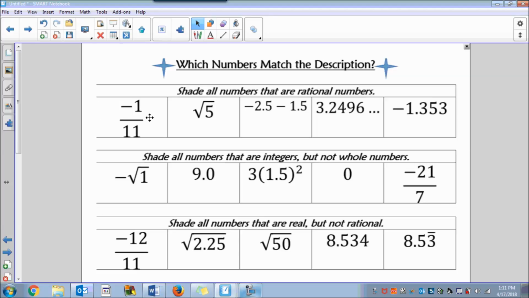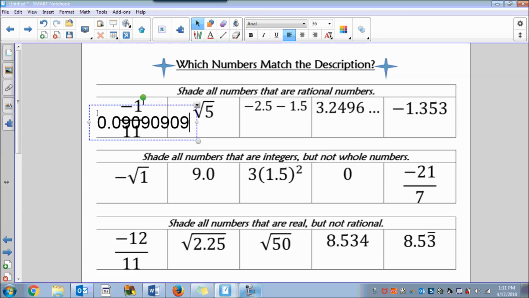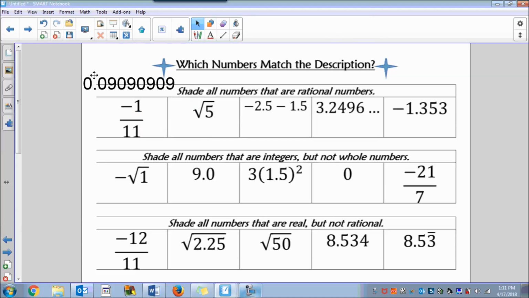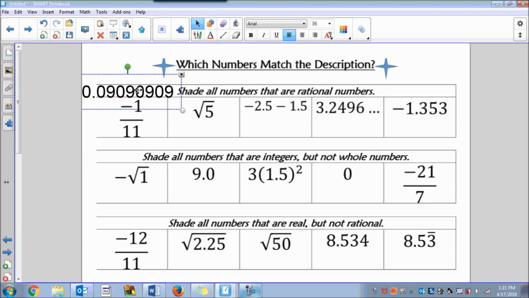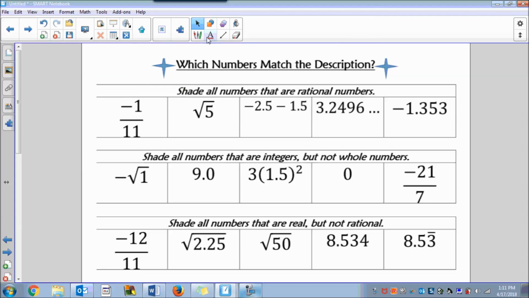So all of these, you have to decide on the simplest form first. Try to figure out what is -1 divided by 11. That's 0.090909 going on forever. We want to decide on this number, not necessarily the fraction as it's written or the square root of 5. We want to figure out what does this equal, and then decide, is that number going to fit this description? So is a 0909 a repeating decimal a rational number? That one's true. All repeating decimals are rational. So that's a rational number.